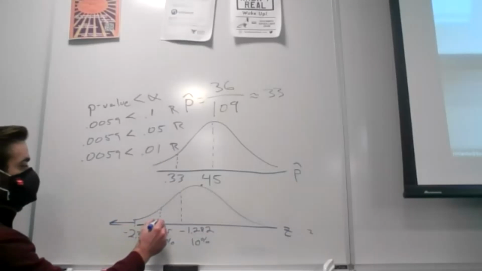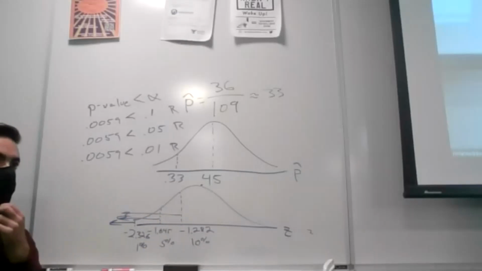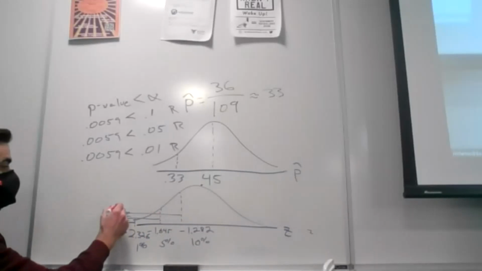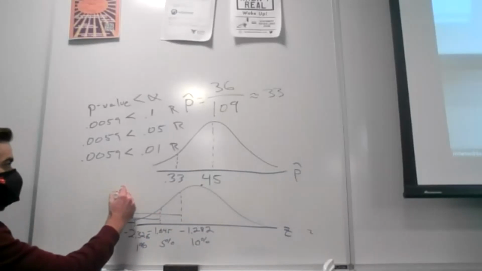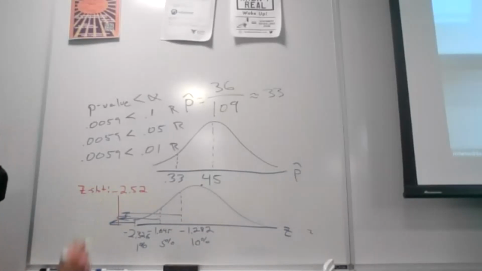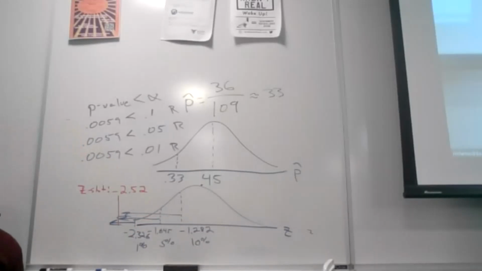My rejection regions are anything more extreme than those critical values, or larger in absolute value, so for a left-tailed test, anything to the left. I then plot my test statistic of negative 2.52, which we found earlier. That would be all the way out here. It's clearly in the rejection region at every single significance level, which is exactly what we found using the p-value approach.